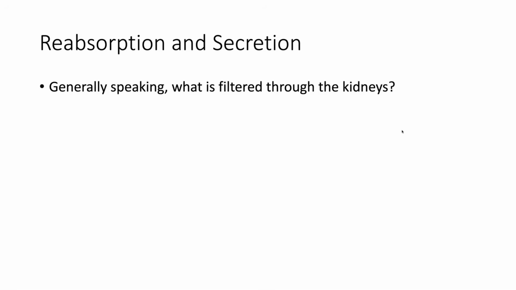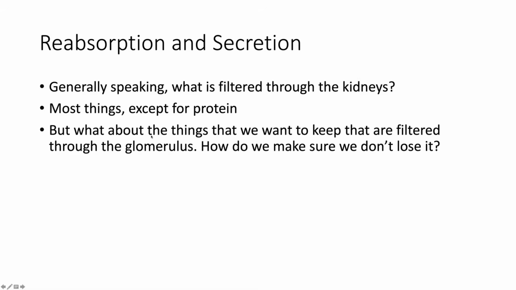Okay, so Priyanka, generally speaking, what is filtered through the kidney? Is this talking about after the glomerulus? That's a bad question. It's just a really rote-memory question. Let me give you another question. Basically, it's most things except for protein, generally speaking. So what are the things that we would want to keep that are filtered through the glomerulus? There are some things that we want, like we need sodium, we want potassium. How do we make sure that we don't lose it, because those things get filtered through?